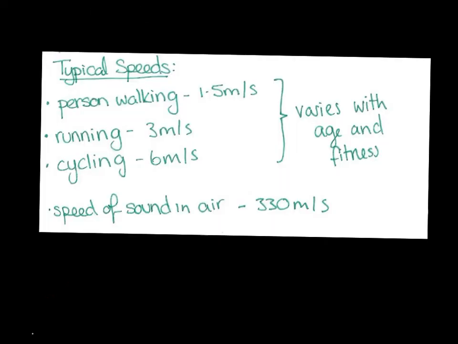Now the exam board would like you to know some typical speeds of different things. These we just need to learn. So for example, they're suggesting that the typical speed of somebody walking is 1.5 metres per second. The typical speed of somebody running is 3 metres per second, and the typical speed of somebody cycling is 6 metres per second, and that this varies with age and fitness levels. You also need to know that the speed of sound in air is 330 metres per second. So these speeds need learning and writing down in your notes.